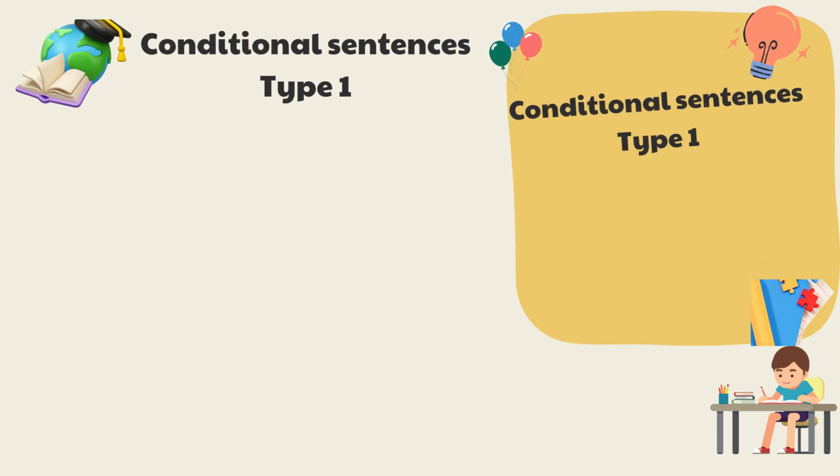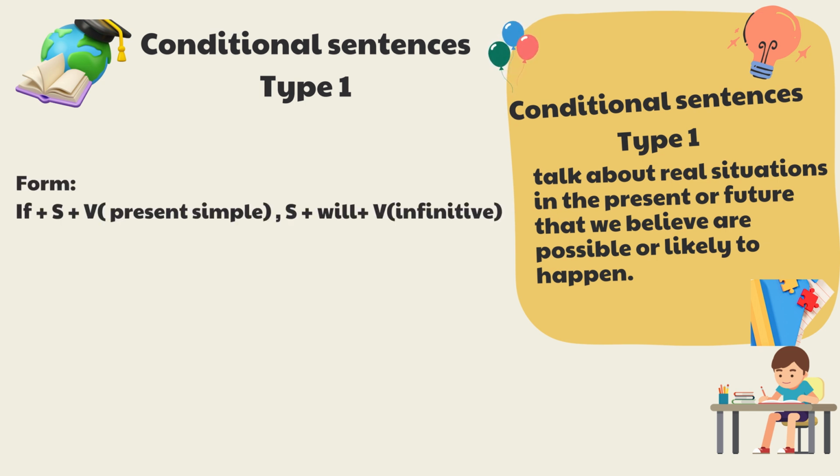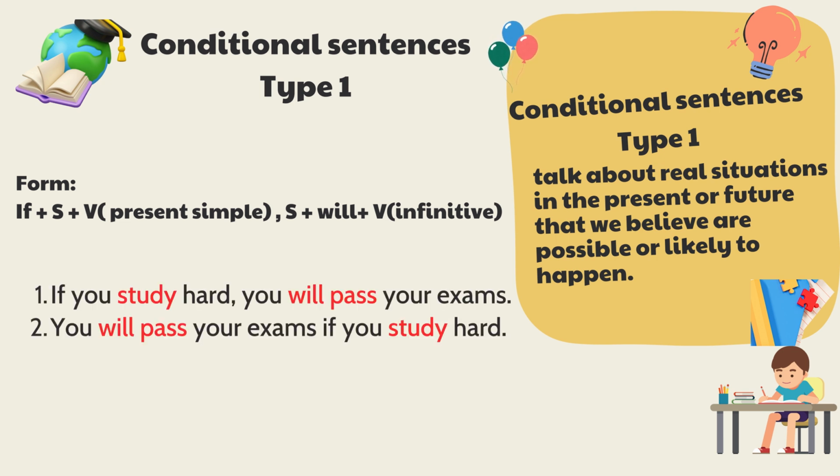This is conditional sentences Type 1, talking about real situations in the present or future that we believe are possible or likely to happen. We have a form with two clauses, including the condition clause with if and subject verb in the present simple, and the main clause, subject will verb infinitive. Look at these examples 1 and 2. The order of the clauses does not change the meaning.